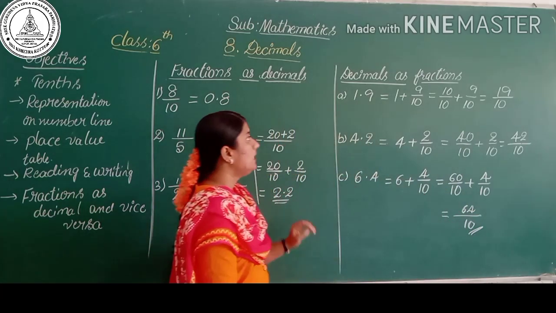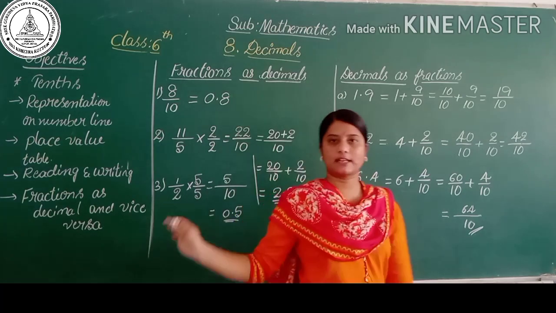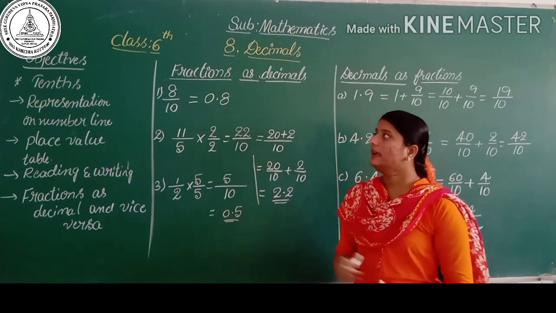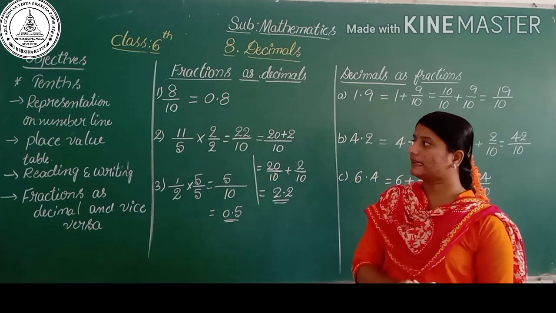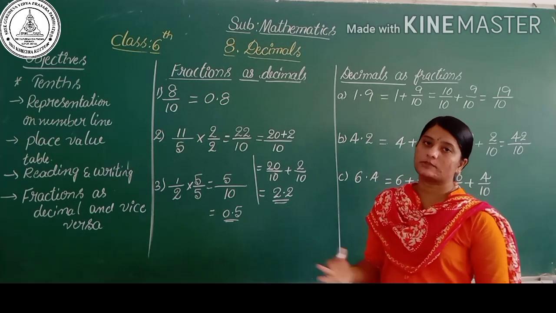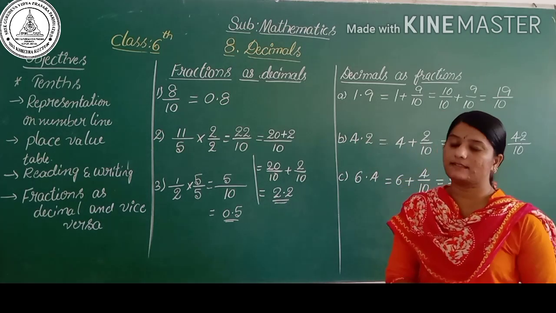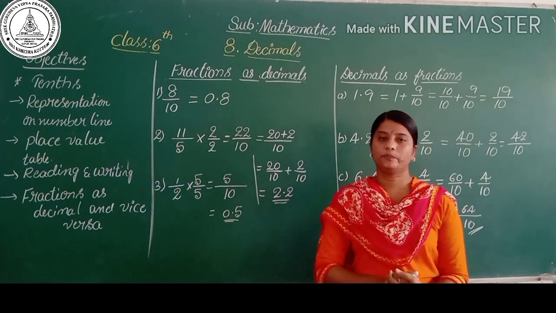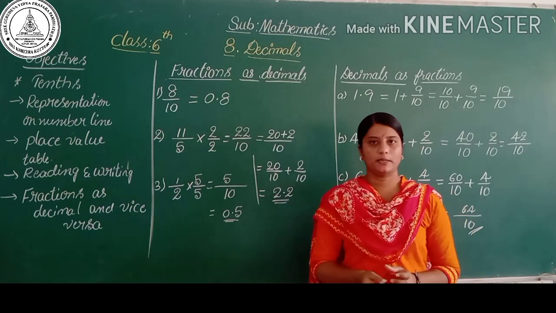Like this we have to convert decimals to fractions and fractions to decimals. Up to here we have learned about decimals, tenths, representation of decimal numbers tenths on a number line and place value table, and how to read and write decimal numbers in the tenths place. Is it clear? In the next class we are going to solve exercise 8.1.